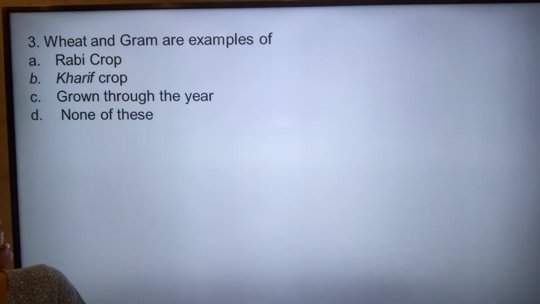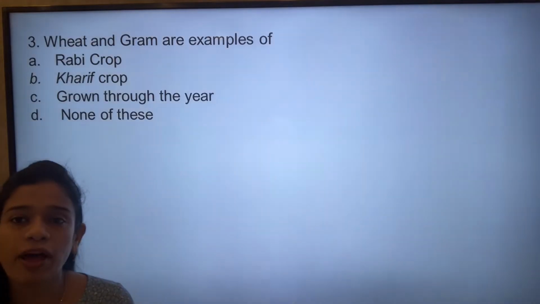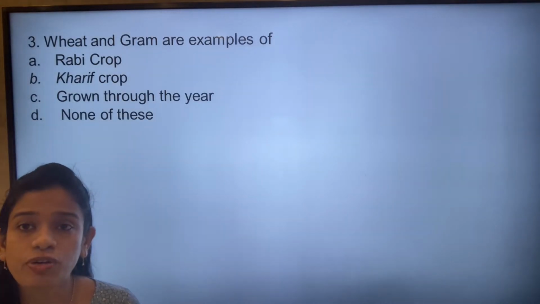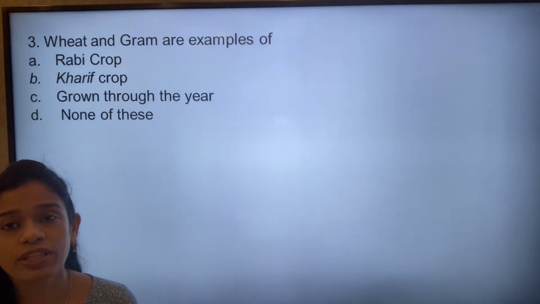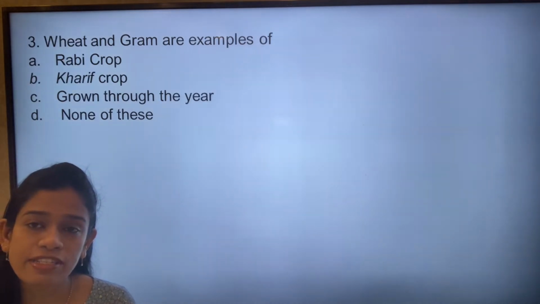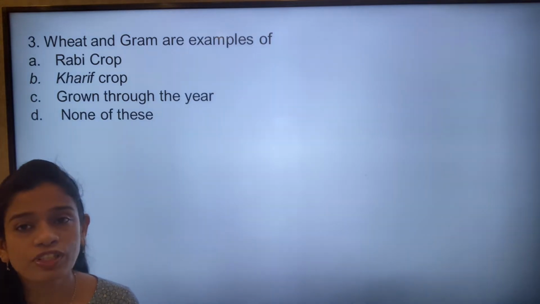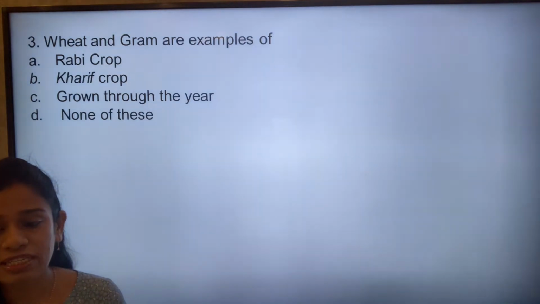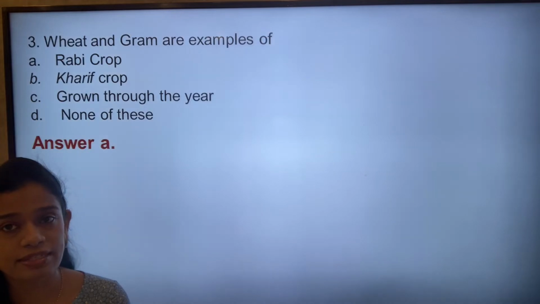Let's move on to the next question. That is, wheat and gram are examples of. Wheat and gram are the examples of Rabi crop, that is they are grown during the winter season or during the onset of the winter and is harvested before the onset of the monsoon. That is, it is a Rabi crop, that is answer A.